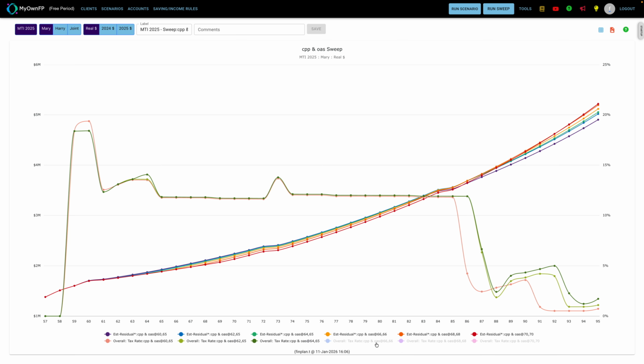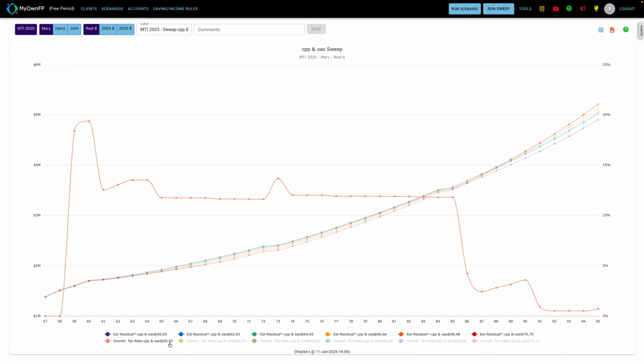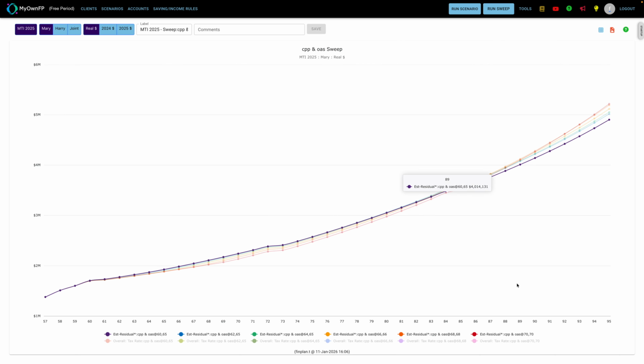Just because you're getting more money, which is good. The estate residuals, if you look at this now, OAS and CPP both at 70, this is Mary again, $5.2 million. If I look at this one, 5.198, so $25,000 or so. So 222 versus that. So we're talking $300,000 difference now between those two, between 60 and 65 and 70.